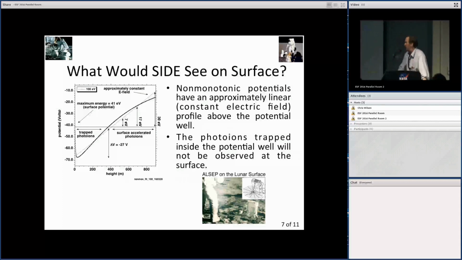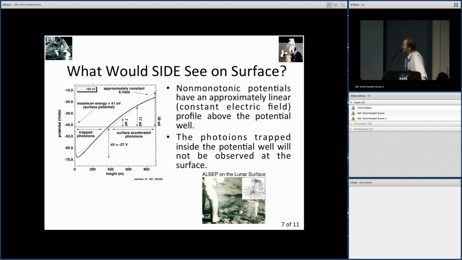So we ask the question then, what would SIDE, the Suprathermal Ion Detector Experiment, see? Again, SIDE is an ion spectrometer set up on the lunar surface by the Apollo astronauts. So we ask, what would SIDE see on the lunar surface due to photoions accelerated by non-monotonic potentials above the lunar surface? Now, photoions are accelerated to an energy that depends on where above the lunar surface they originate.